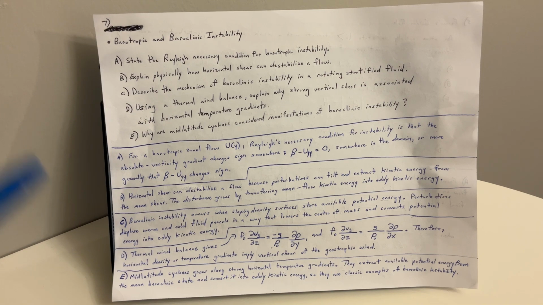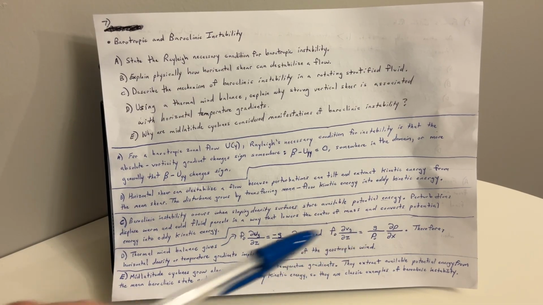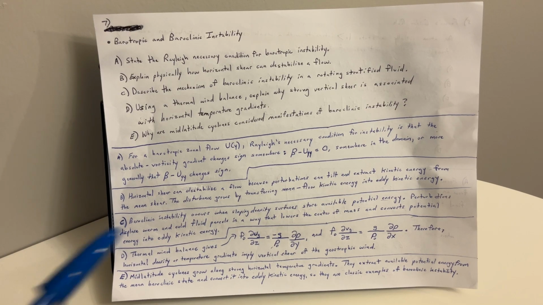For letter D, using thermal wind balance, explain why strong vertical shear is associated with horizontal temperature gradients. So here, thermal wind balance gives this equation, and this one, okay, that's canonical. Therefore, horizontal density or temperature gradients imply vertical shear of the geostrophic wind. Think about what those symbols mean there. Textbook stuff there for D.